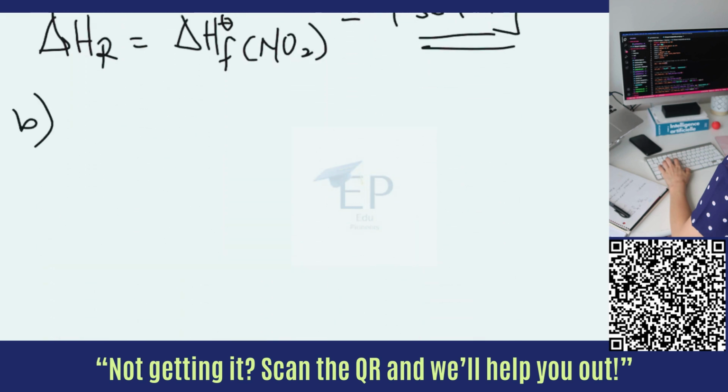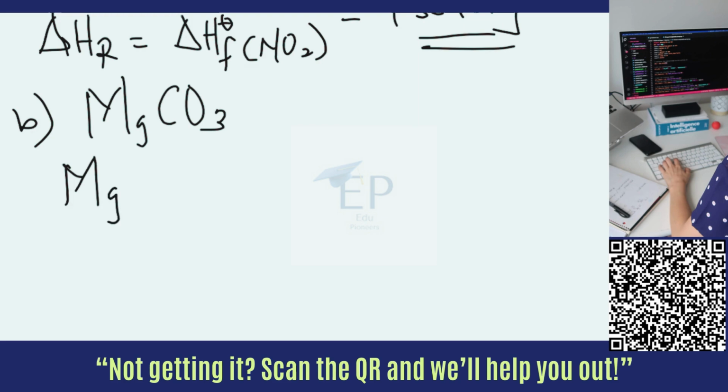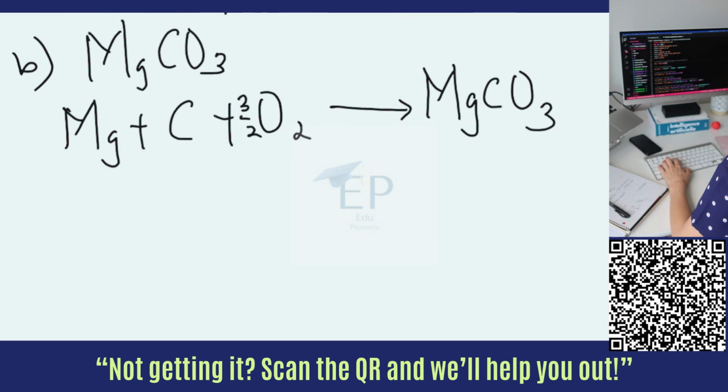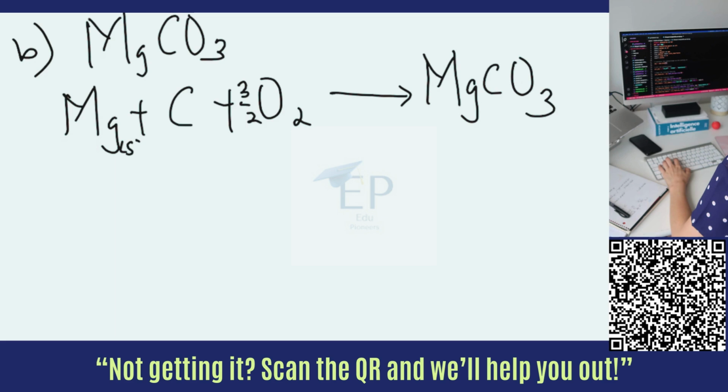The B part, next one we have there is magnesium carbonate, MgCO3. And this would be magnesium plus carbon plus oxygen gas, and we're going to have MgCO3. That's going to be the equation. Of course, like I said, we have to balance this, so this would be 3/2, right? Again, you see that this is in standard state, solid, solid, and this is gas, and this is solid.